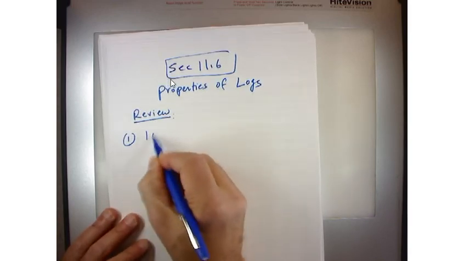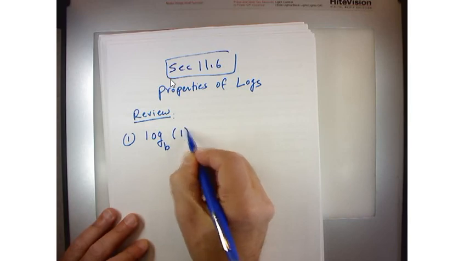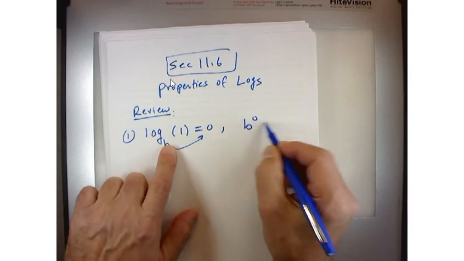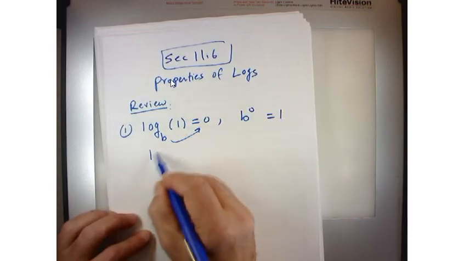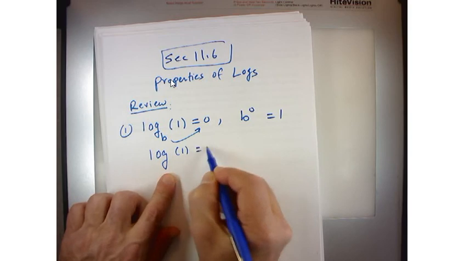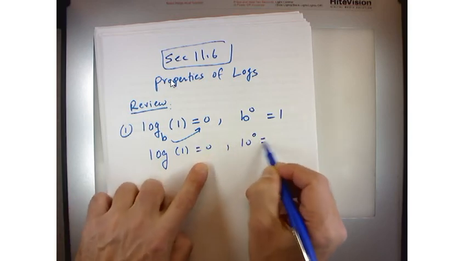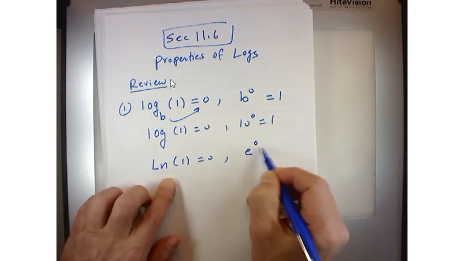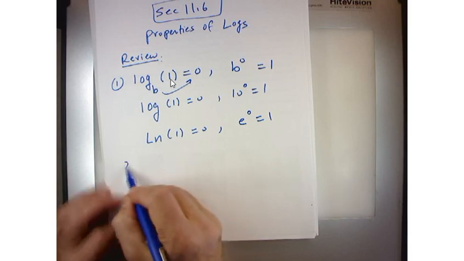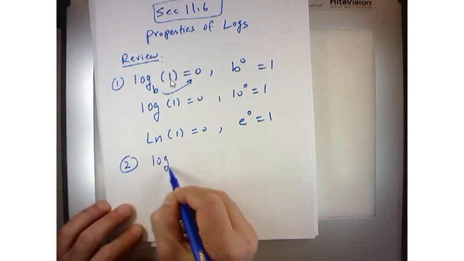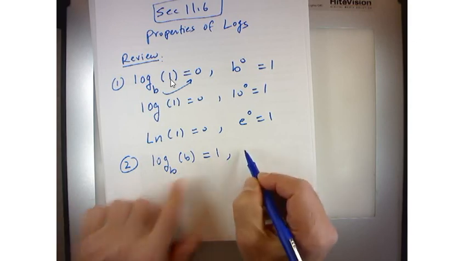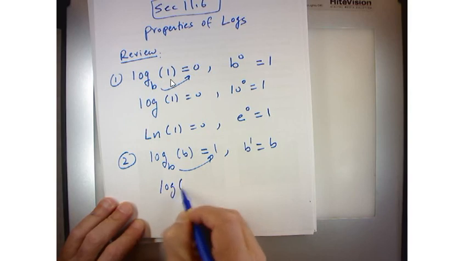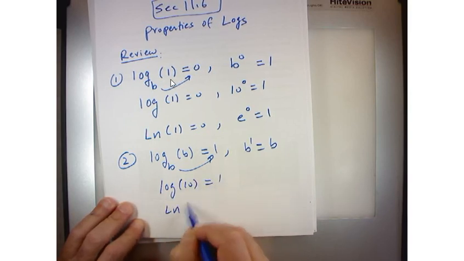The first one, we know that log base b of 1 is 0. Again, if you look at the exponential, it's b to the 0 is 1, which means log base 10 of 1 is 0 because 10 to the 0 is 1, which means ln of 1 is 0 because e to the 0 is 1. The second property of log, to review, log base b of b is 1, again because b to the first power is b, which means log of 10, and then ln of e is also 1.